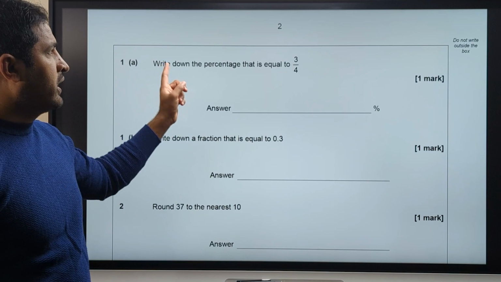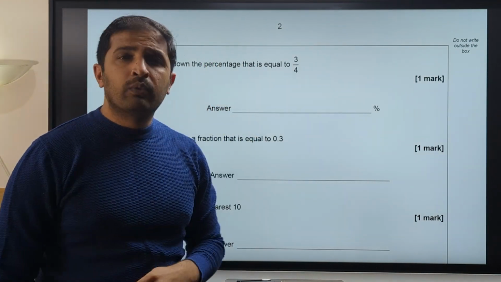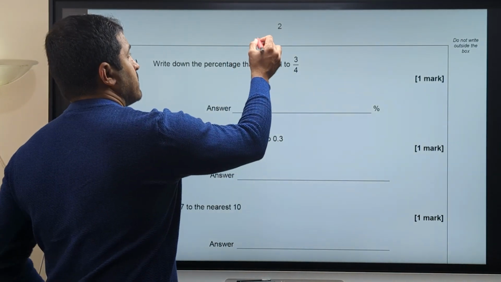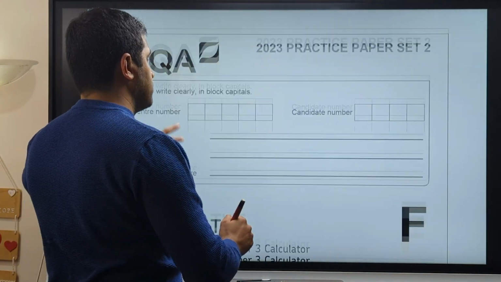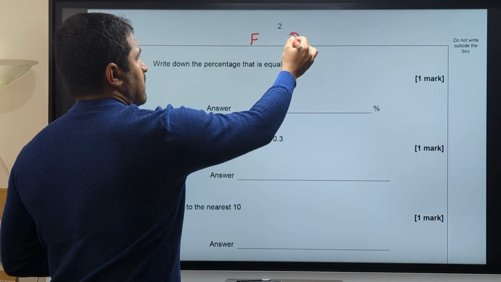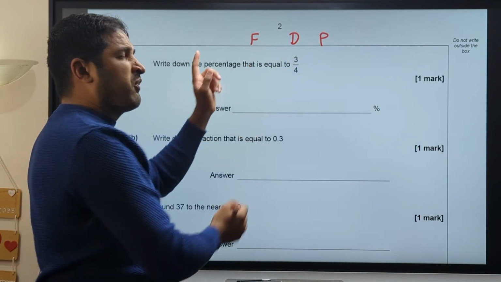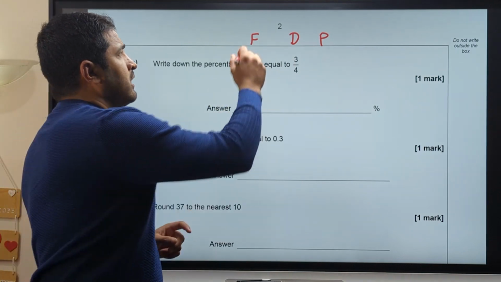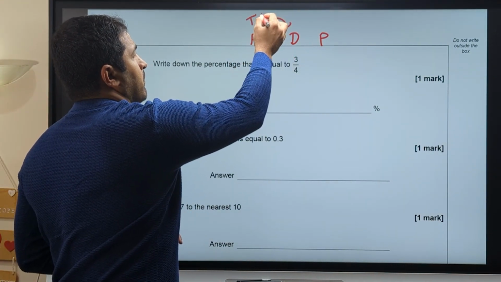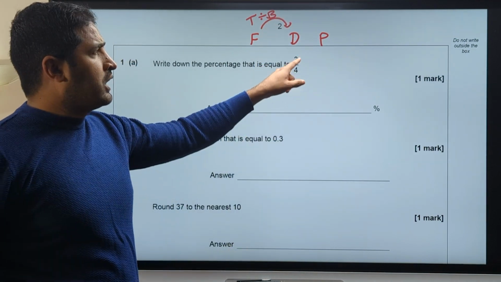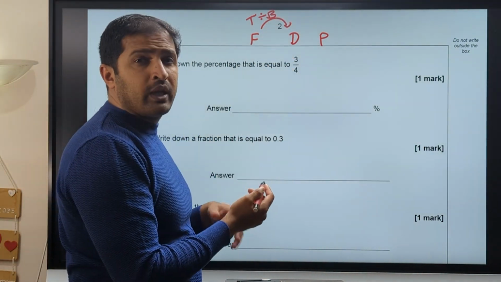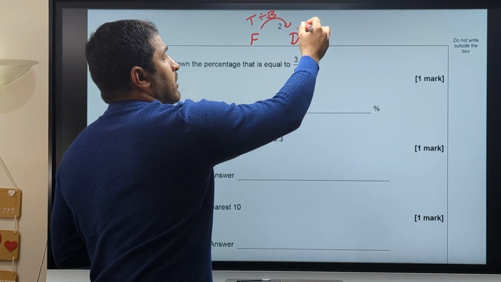First question, write down the percentage that is equal to 3/4. So we can use this fraction, decimal, percentage exchange. If you go from fraction to decimal, you can look at it as top divided by bottom. So 3 divided by 4 will give you the decimal. And it's a calculator paper, so we can do that very quickly without any problem.